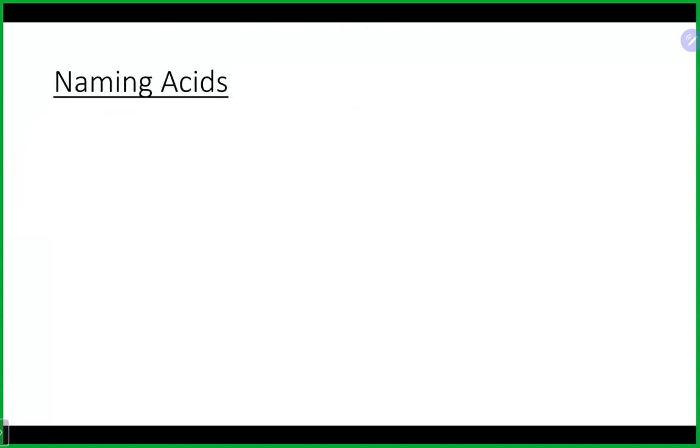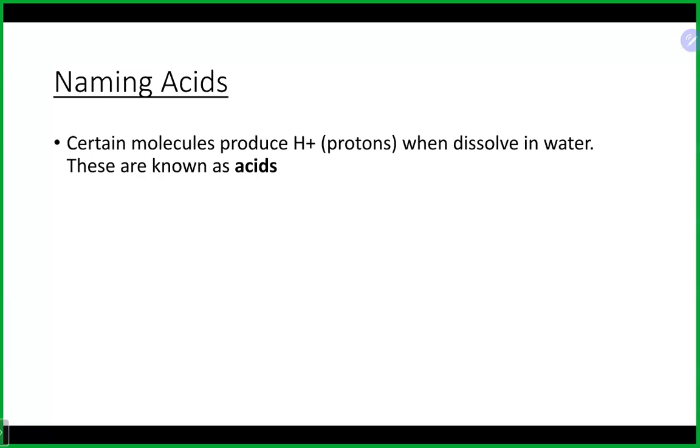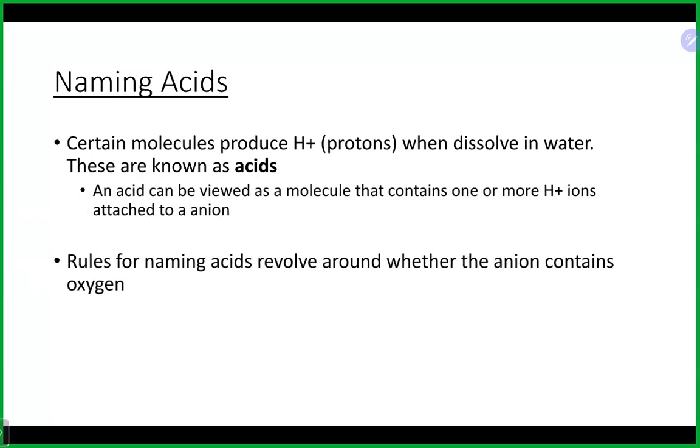So the last thing we're going to talk about is naming acids. An acid is a substance that has the ability to produce H plus ions, or hydrogen ions, in solution, or H3O plus, which is a polyatomic ion known as the hydronium ion, in solution.